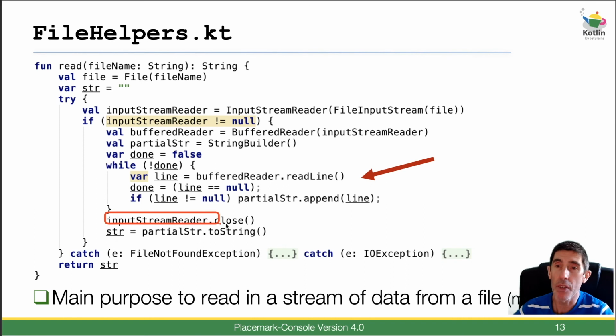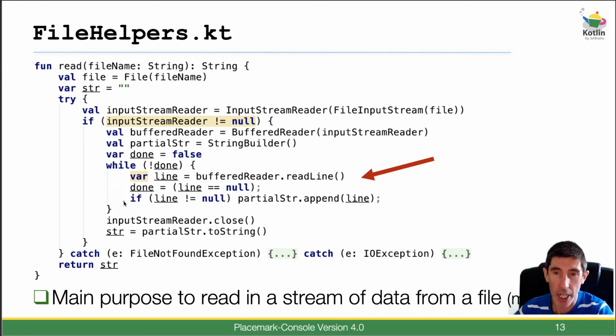We then close off our input stream reader, and we convert into one big string that partial string that we have been appending to as each line in the file was being read. And that's what then gets returned. So the main purpose here is to read in a stream of data from a file, and that stream of data, which is our JSON string, is passed to Google's JSON.